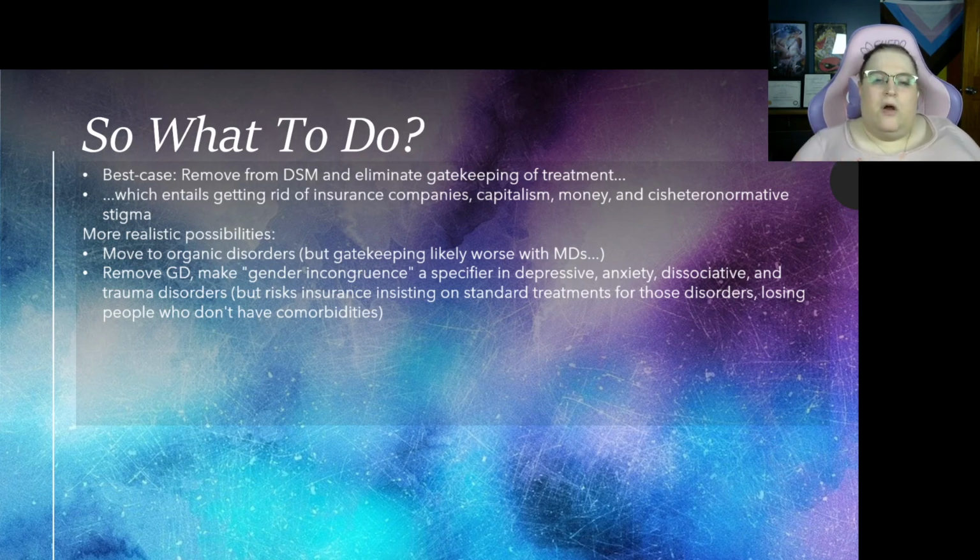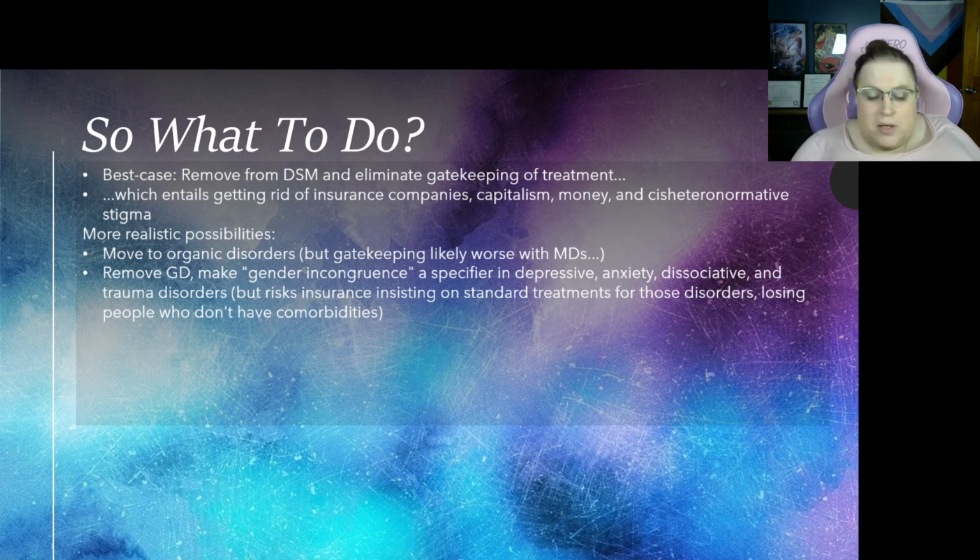You could remove gender dysphoria from the DSM, but not move it to the organic disorders. What you do instead is you make gender incongruence or gender dysphoria a specifier in depressive, anxiety, dissociative, and trauma disorders. So, for example, you could say that somebody has depersonalization, derealization disorder with gender incongruence, or they have major depressive disorder with gender incongruence. And the idea is that then the treatment for that would be transition.